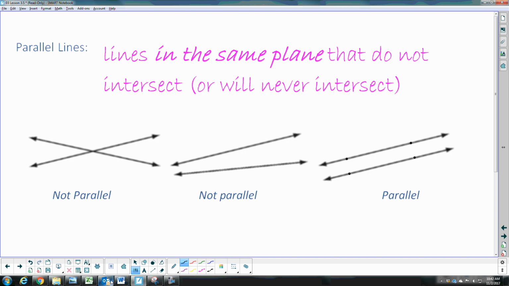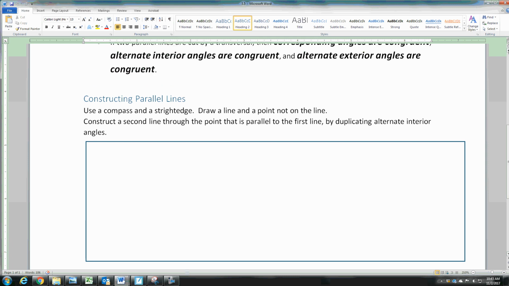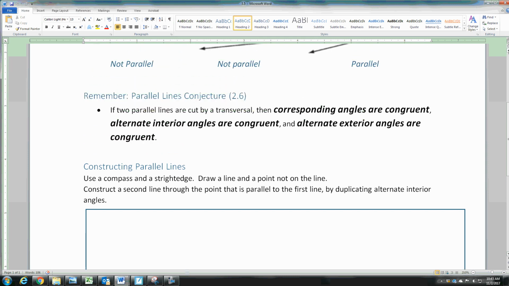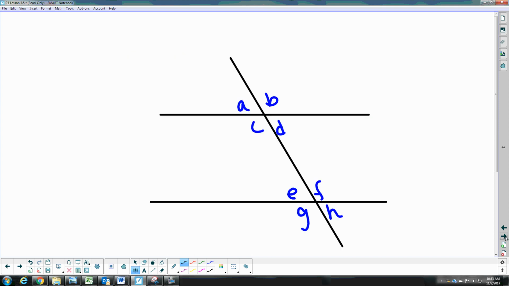So we had on your note sheet, from this, you can see this parallel lines conjecture. This is from lesson 2.6, and it says if two parallel lines are cut by a transversal, then corresponding angles, alternate interior angles, and alternate exterior angles are all congruent. The converse of this is also true. So if you have corresponding angles that are congruent, alternate interior angles that are congruent, and alternate exterior angles that are congruent, then you have parallel lines that are cut by a transversal. So the conjecture is true, and also the converse is true.